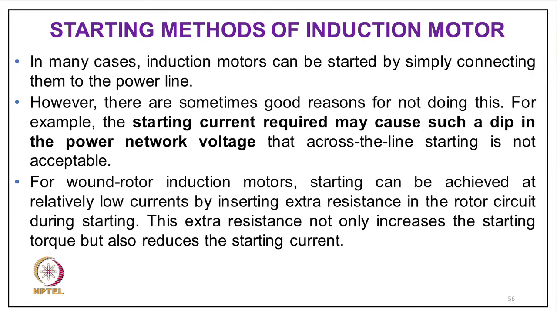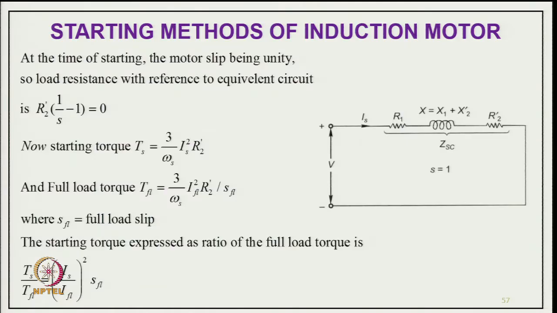So, now coming to the starting methods of induction motors. In many cases, an induction motor can be started by simply connecting it to the power line. However, there are sometimes good reasons for not doing so. For example, the starting current required may cause such a dip in the power network voltage that across the line starting is not acceptable for ratings above a particular value. For a wound rotor induction motor, starting can be achieved at relatively low current by inserting extra resistance in the rotor circuit during starting, and this extra resistance not only increases the starting torque, but also reduces the starting current. A typical example here: at the time of starting, the motor slip is unity. So, the equivalent resistance with reference will be R2 dash times (1 upon S minus 1), which will be 0.